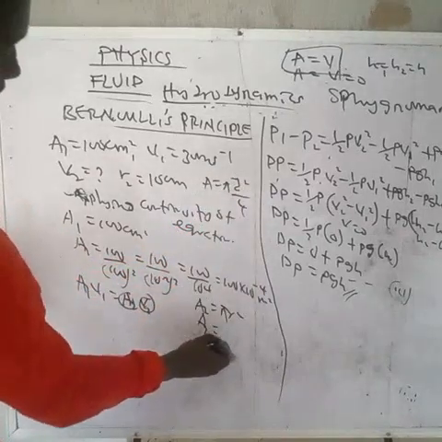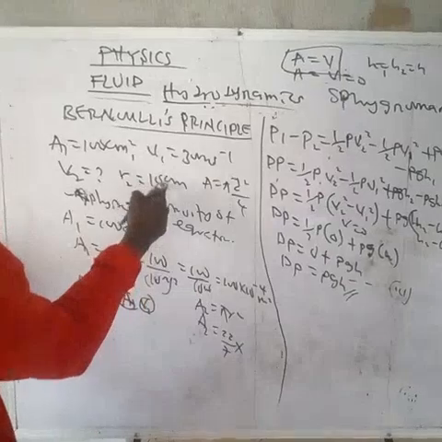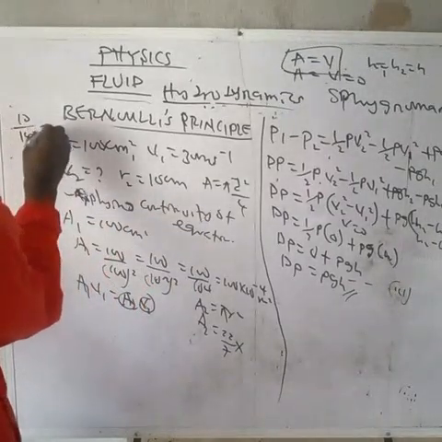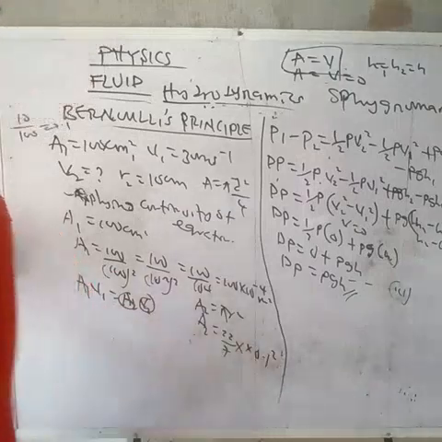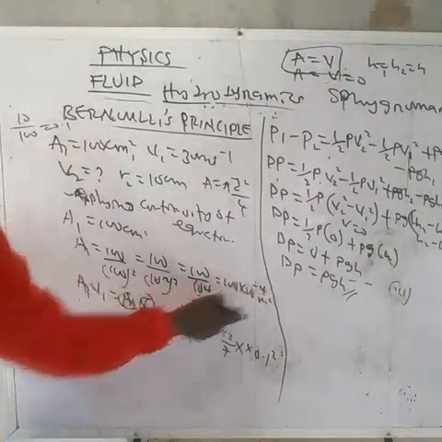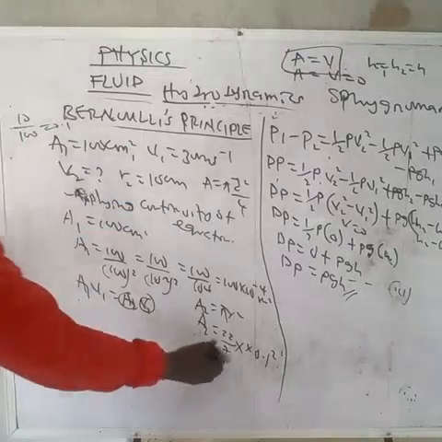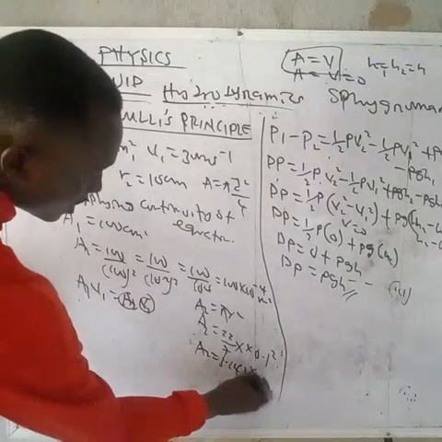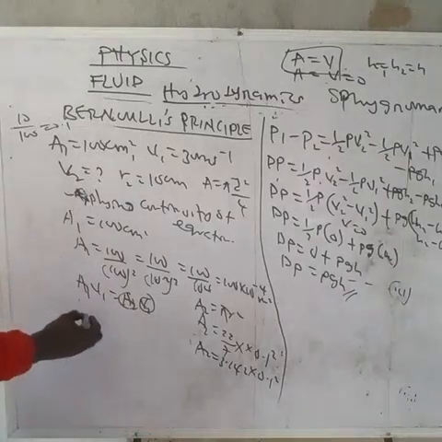So A2 will now be 22 over 7 multiplied by the radius. The radius is 10 centimeters, so convert 10 centimeters to meters. That is 10 over 100, which is 0.1. So you have 0.1 all raised to power 2. A1 is 100 times 10 raised to power minus 4, V1 is 30, V2 is unknown. A2 is the whole value you have from 3.142 multiplied by 0.1 squared. Input it as the value of A2 and make V2 the subject of the formula.